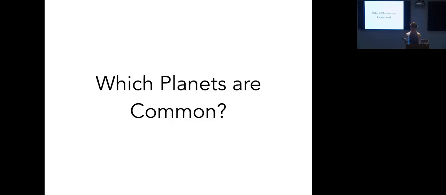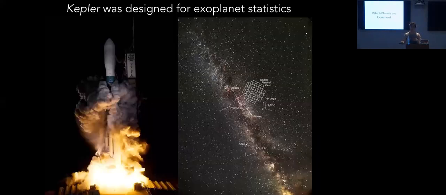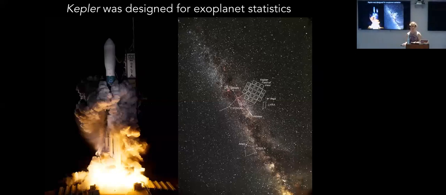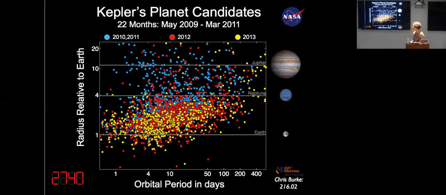Which planets are common? You've all heard of the Kepler mission. This is a mission that was designed for exoplanet statistics. So it launched and just looked at a field of 150,000 stars for 4 years to count which planets are common. Here's an example showing some of the planets that Kepler found. So Kepler found over 4,000 planet candidates, many of which are indeed bona fide planets. This plot is showing planet radius versus orbital period. And as you can see, there are a lot of planets here. And over time, Kepler found more small planets at long orbital periods.